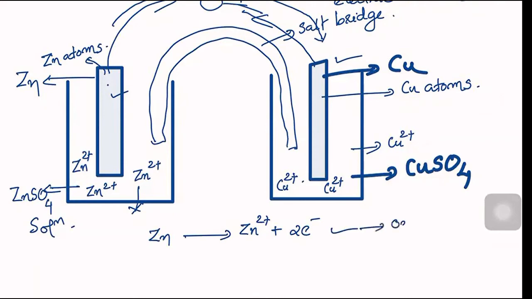That reaction is known as oxidation. So zinc undergoes oxidation. Who undergoes oxidation? That electrode is known as anode. So zinc is anode. Anode, you have studied it in your school, right? Anode is the place where oxidation occurs. That's it. This much only you have studied.